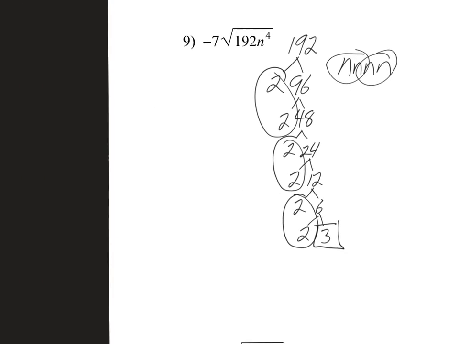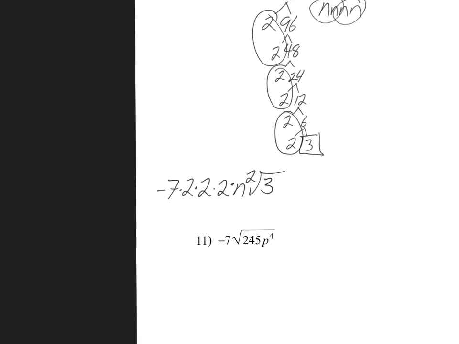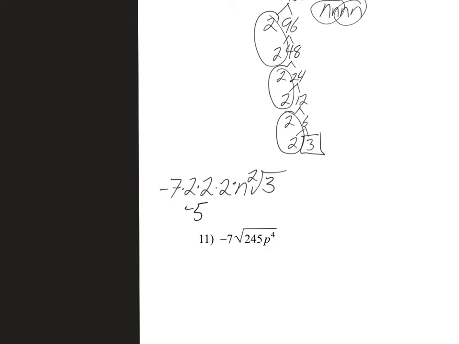1, 2, 3, 4. There's one pair, there's 2 pairs. Okay, so at the very beginning, I'm going to look. I have negative 7 times 2 times 2 times 2 times n, to the how many circles around n's? 2 of them. So n squared radical, what's in a box? 3. So my answer for this is going to be negative 56 n squared radical 3.